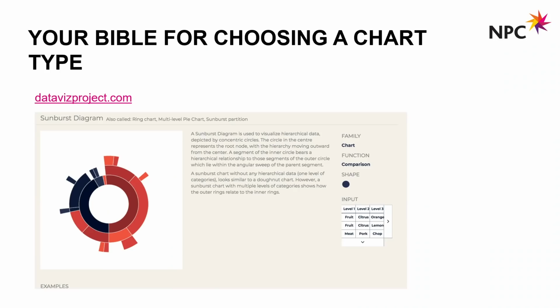And what it does is it goes through the function, so what you might want to use it for. So this Sunburst diagram, which looks very complicated, and I've never used one before, but its function is apparently comparison. So I think it's, again, a little bit like a pie chart, but more complicated. And then it also gives you the form of the data that you would put in to create this, and it talks you through it. And it's just a really great one-stop shop.